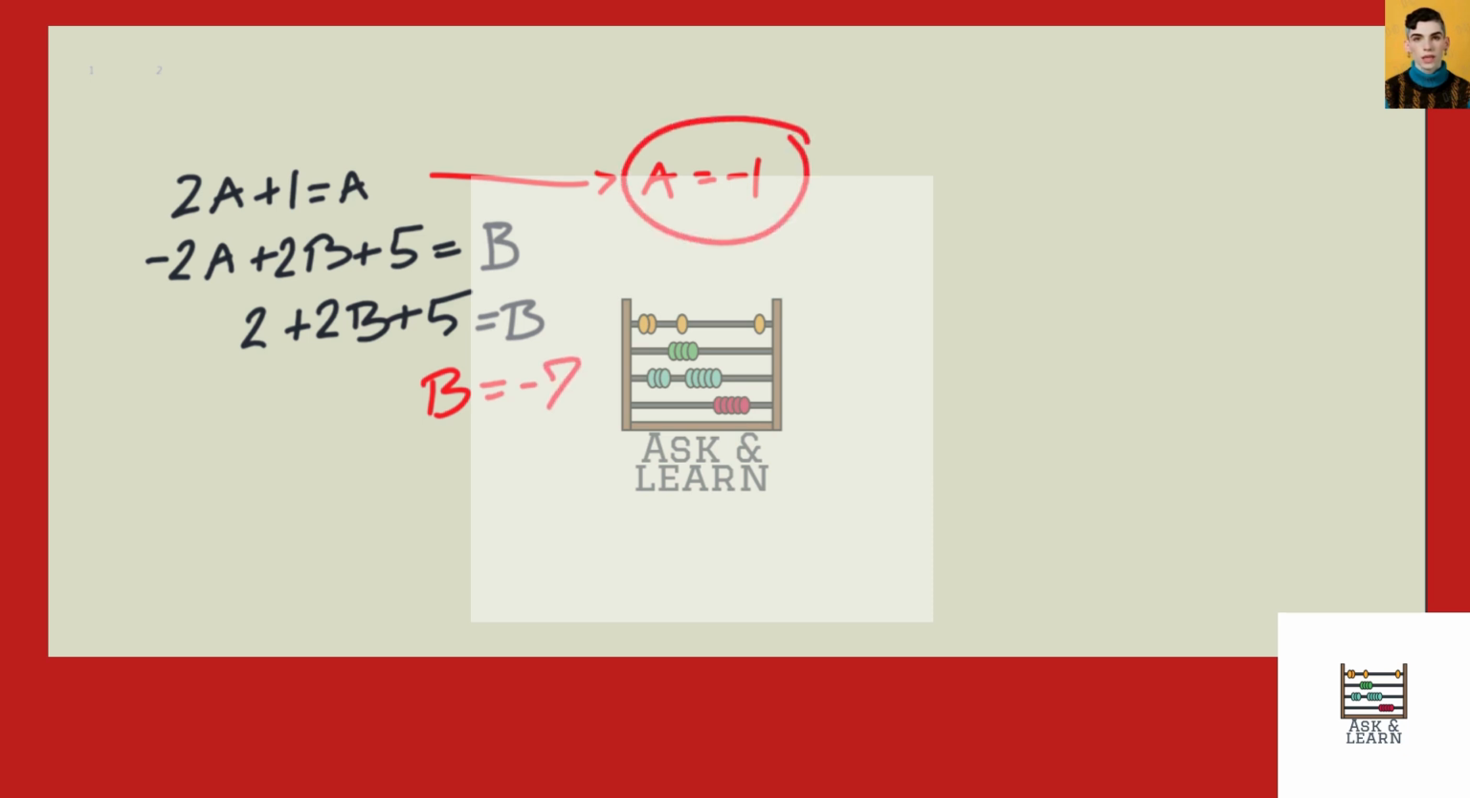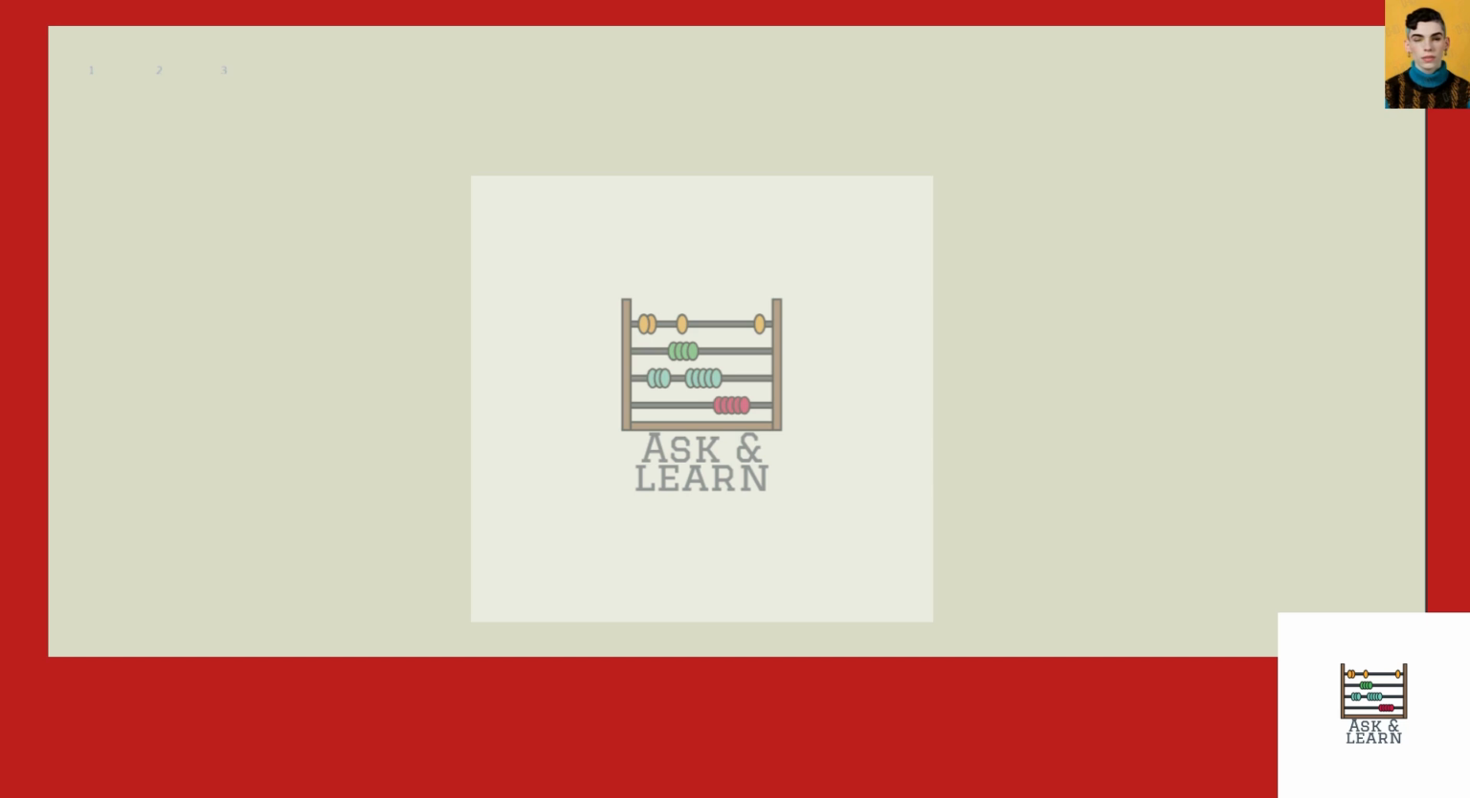Now that we have A is negative 1 and b is negative 7, we know from our particular solution that a_n, the particular one, being equal to A times n plus b, must be equal to negative n minus 7. So that concludes part A.